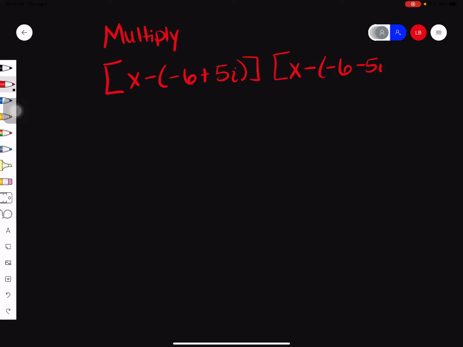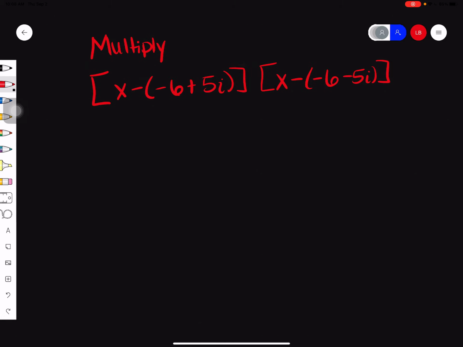Hey guys, let's say that we were asked to multiply an expression and it looked something like this. x minus, and we have our parentheses, negative 6 plus 5i, parentheses, bracket. x minus a negative 6 minus 5i. Now, this can look a bit confusing. It can look scary for some of us.